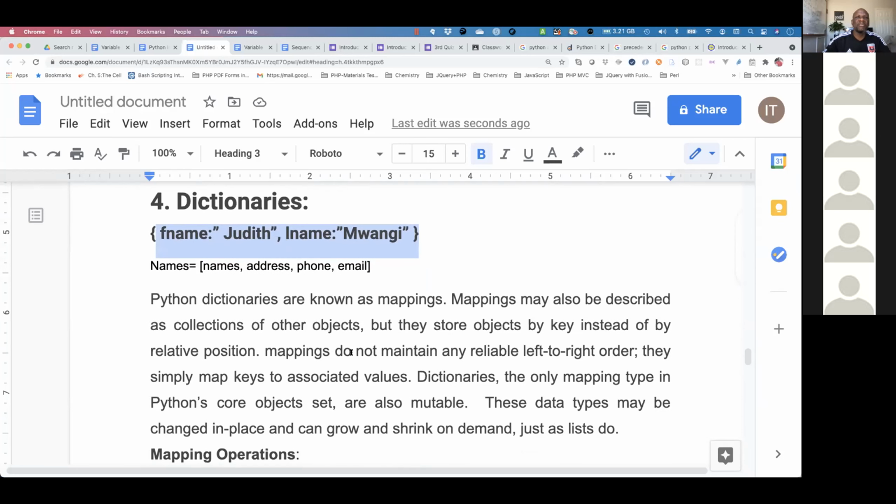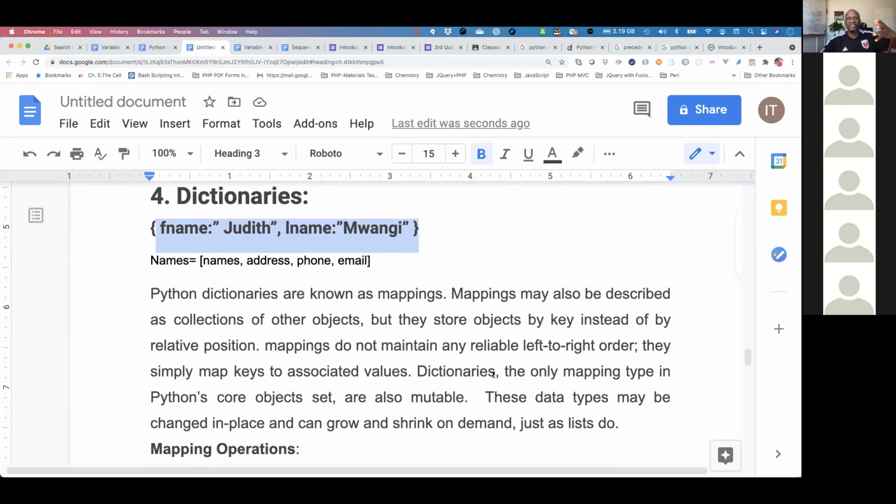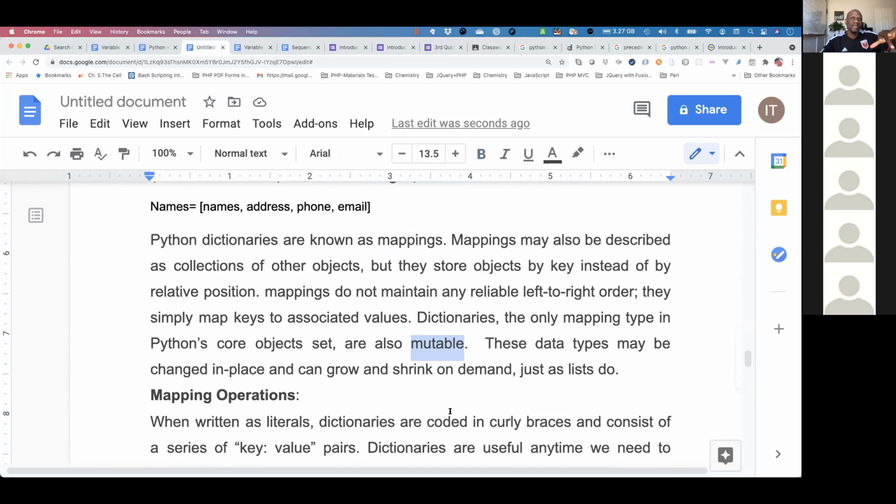So mappings do not maintain any reliable left to right order. Dictionaries don't have to have any order. They simply map keys to associated values. Dictionaries, the only mapping type in Python's core object set, are also mutable. That means we can change them. These data types may be changed in place, on the fly, dynamically, and can grow or shrink accordingly.